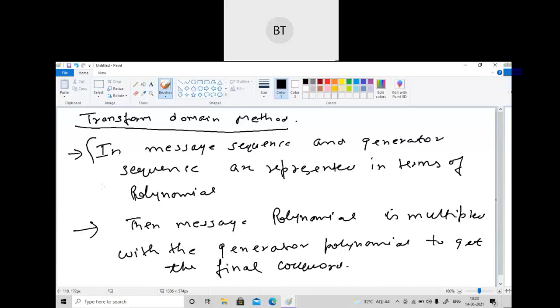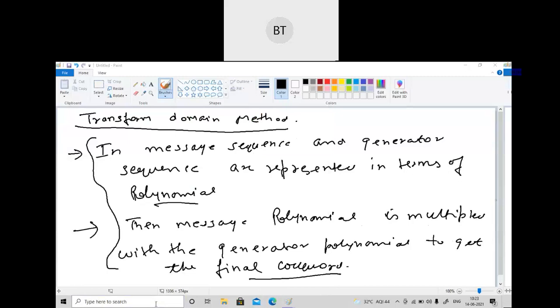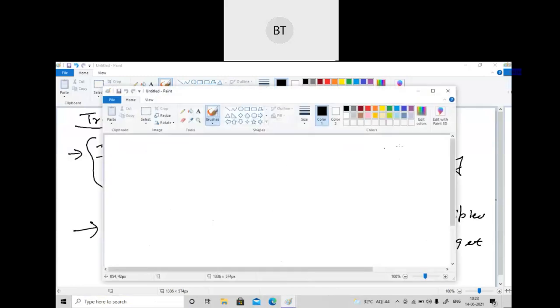So these two methods we just have to apply for this transfer domain method. First, we have to write the message and generator polynomial in terms of polynomial, and then we have to just multiply the message and generator polynomial to get the final code word. So let's see how to proceed. I'll write one problem. Actually this method is very simple.